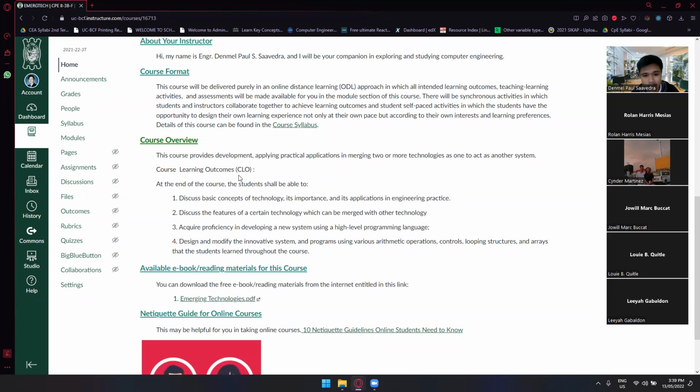Second, you will be able to discuss the features of a certain technology which can be merged with other technology. Third, you'll be able to acquire proficiency in developing a new system using a high-level programming language. And fourth, you'll be able to design and modify innovative systems and programs using various arithmetic operations, controls, looping structures, and areas that students learn through the course.